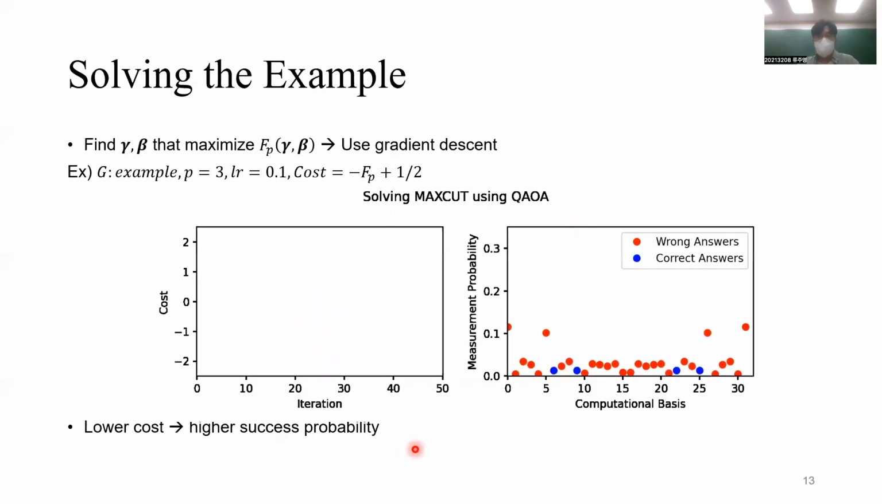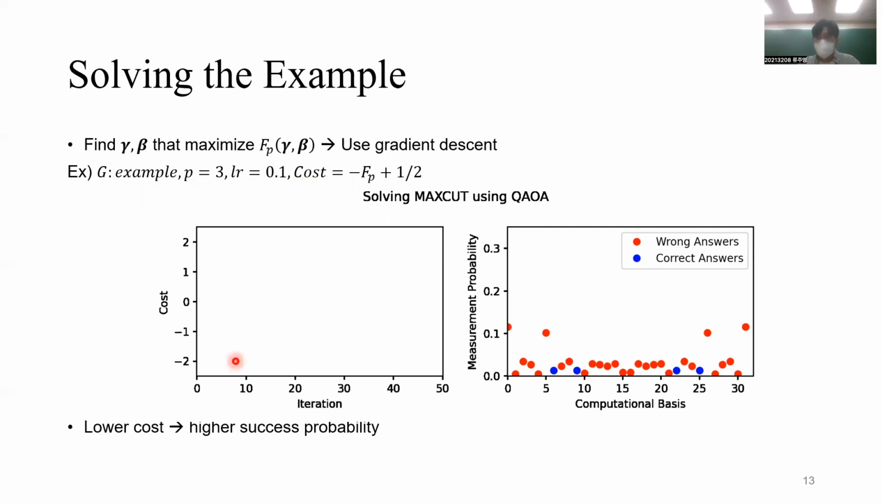So how can we solve this example then? If we think about the whole QAOA method, then I guess the part that is the most unintuitive is how to find the gamma and beta values that optimize the F_p value. One way that we can do this is using gradient descent. So I simply ran one of these examples. I just used the example shown in the previous slide. I chose p equals 3, learning rate is 0.1, and then this cost function. So we want this cost function to decrease rather than increase.